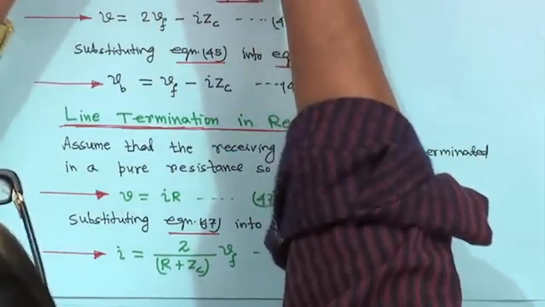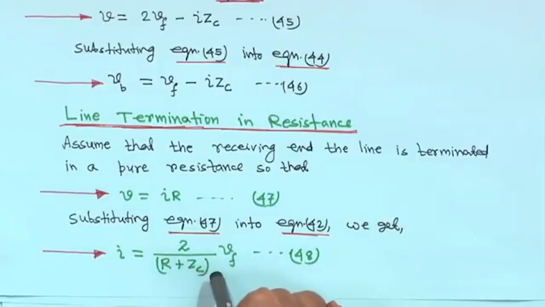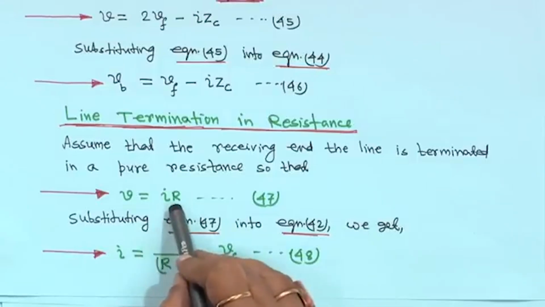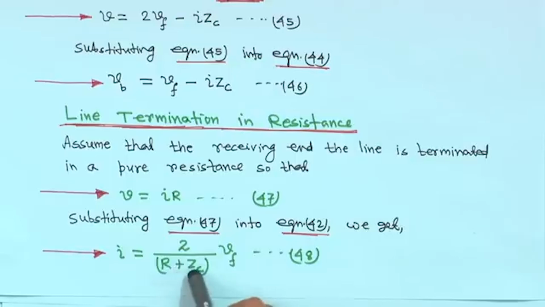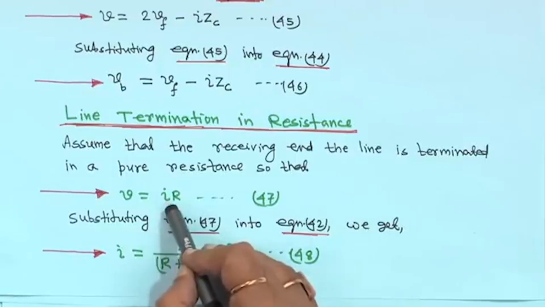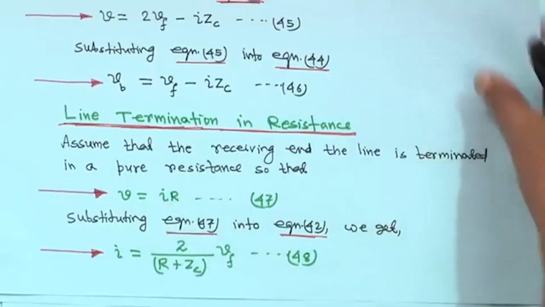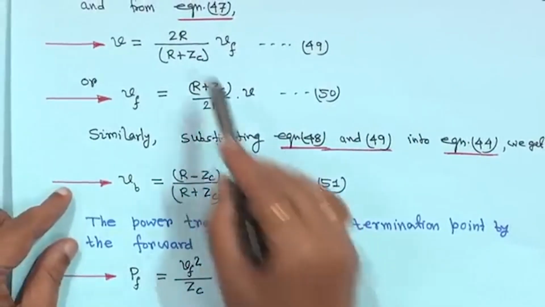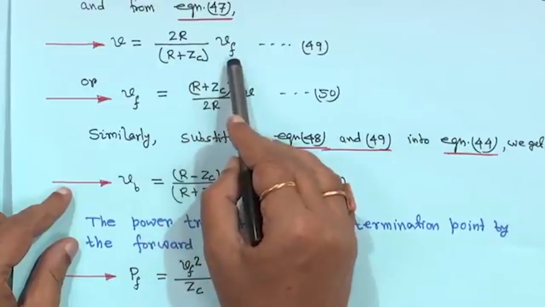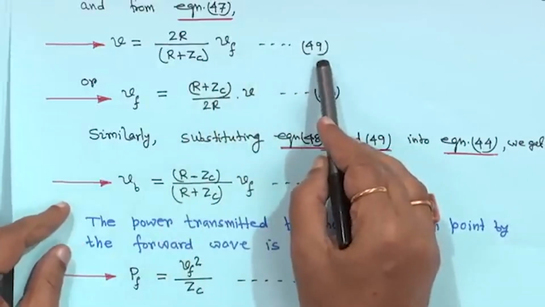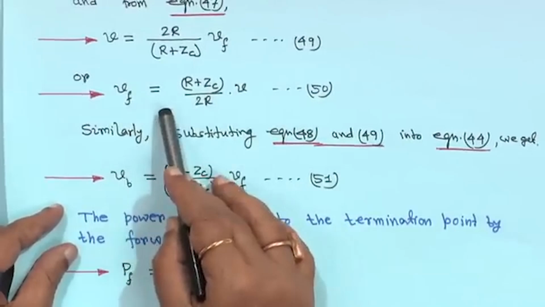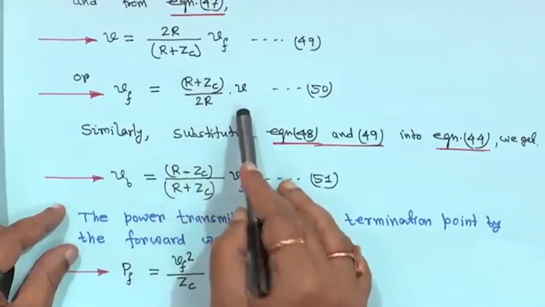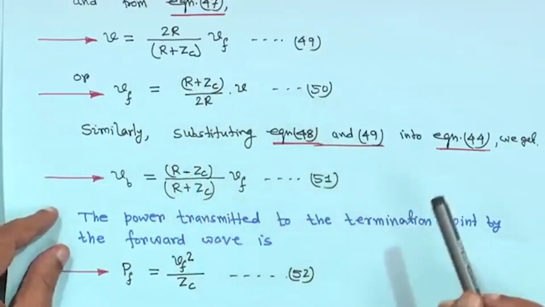Similarly, from equation 47, this I you got as 2 upon R plus ZC into Vf. You put this I value in equation 47, and you will get V is equal to 2R upon R plus ZC into Vf. This is equation 49, or from this equation, Vf is equal to R plus ZC upon 2R into V. This is equation 50.